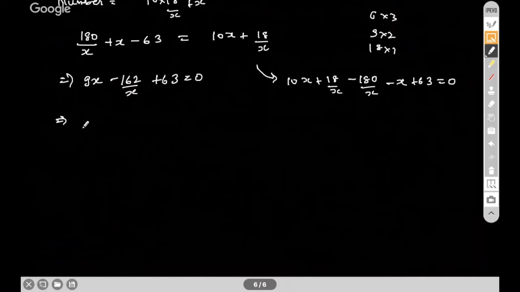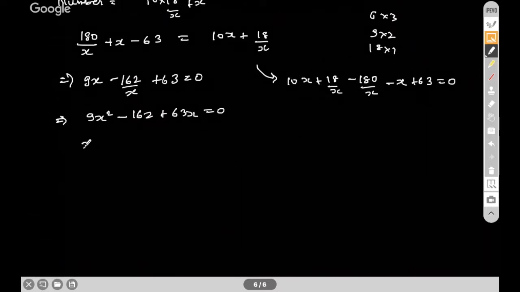It is not a quadratic form right now, but you can reduce it to one. So it is 9x squared minus 162 plus 63x equals 0, right? So if you see, you can actually take out 9 from everywhere, isn't it? All are multiples of 9, all the coefficients are multiples of 9. So you can say x squared, 162 by 9 is 18, and this is 7x, equals 0. So hence it is x squared plus 7x minus 18 equals 0.